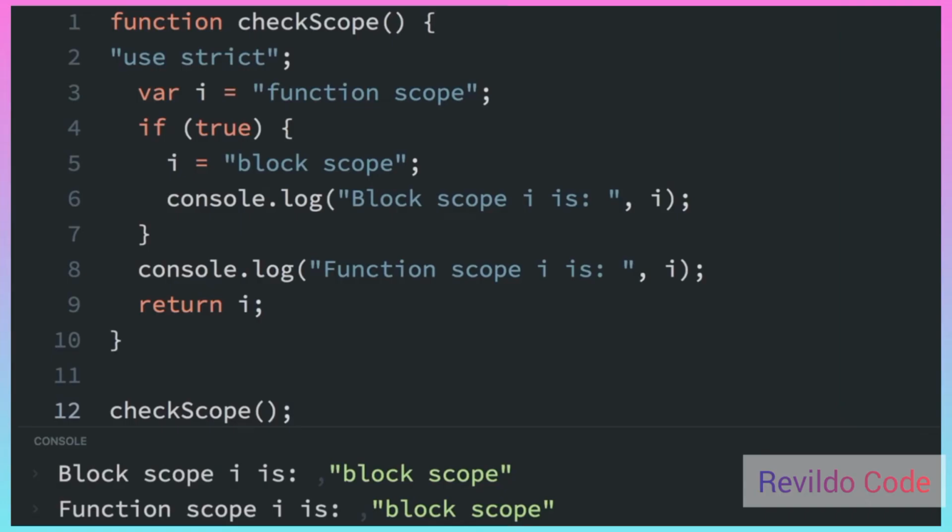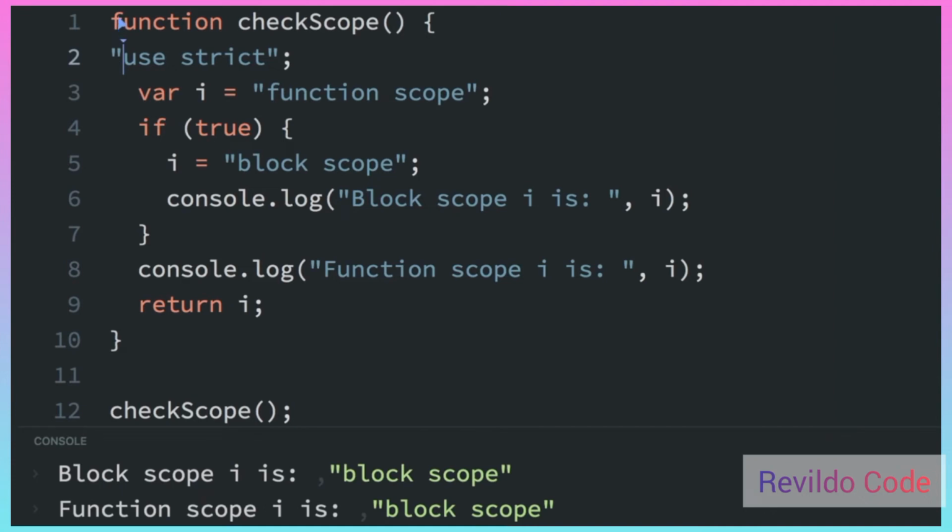Another major difference between the var and let keywords is that when you declare a variable with var, it is declared globally, or locally if declared inside a function. However, the scope of let is limited to the block, statement, or expression that it was declared in. So let's look at this example here.